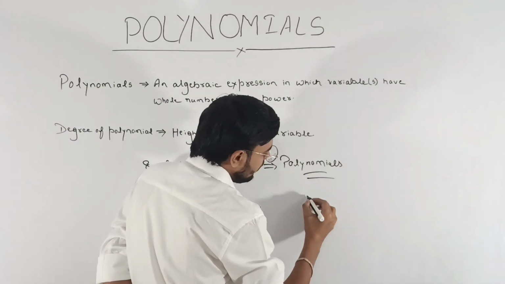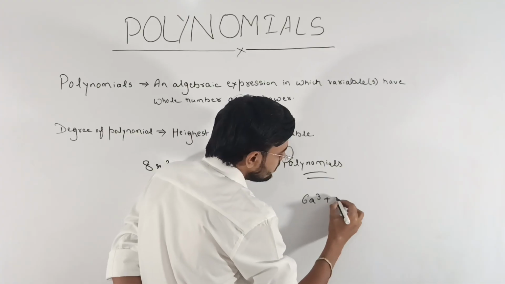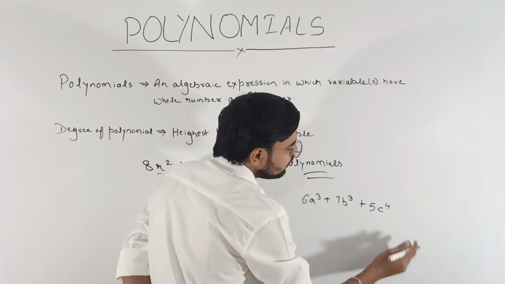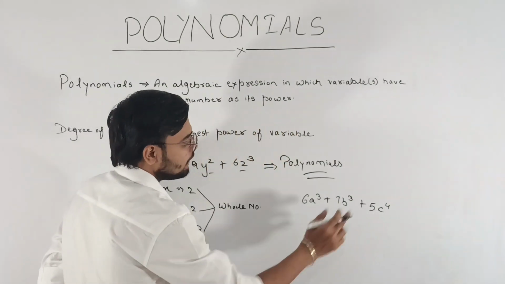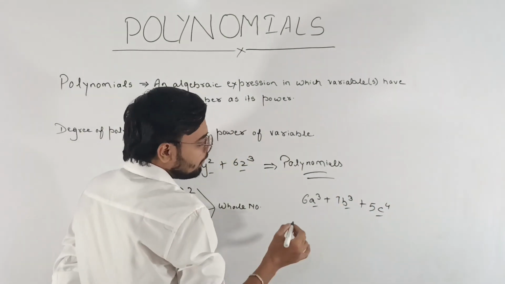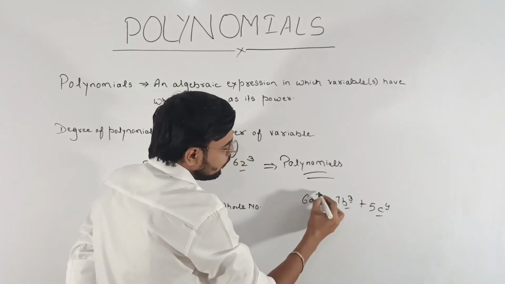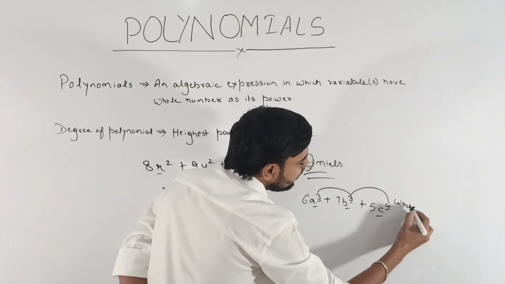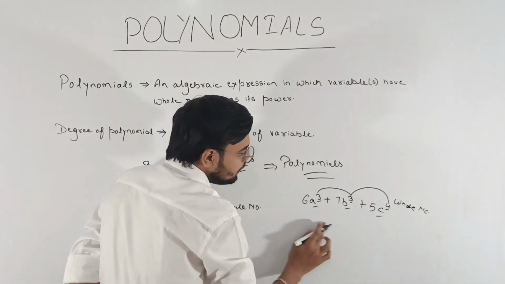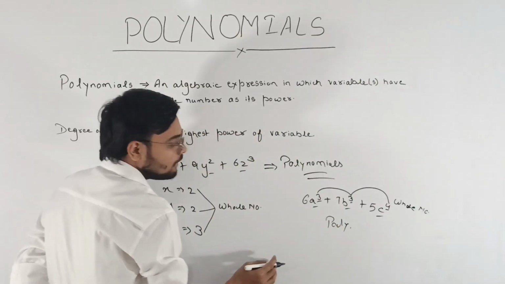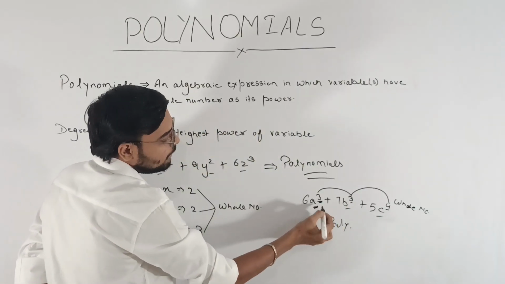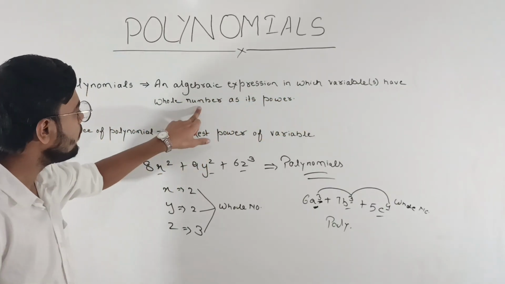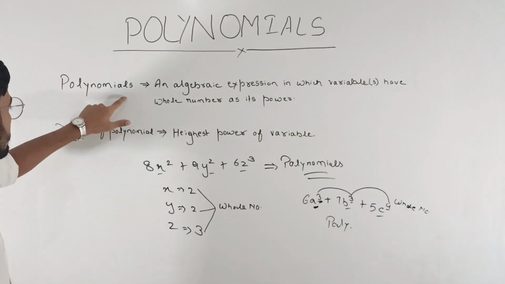Suppose you have an algebraic expression like 6a cube plus 7b cube plus 5c to the power 4. Now look in this algebraic expression, what is variable? Variable is a, b, and c. And look the power of variable. This is 3, this is 3, this is 4. This 3 is also whole number, this 4 is also a whole number. Then this algebraic expression is a polynomial. Why polynomial? Because the variable of this algebraic expression have whole number in its power. So what is polynomial? An algebraic expression in which variable have whole number as its power, then this algebraic expression is called polynomial.